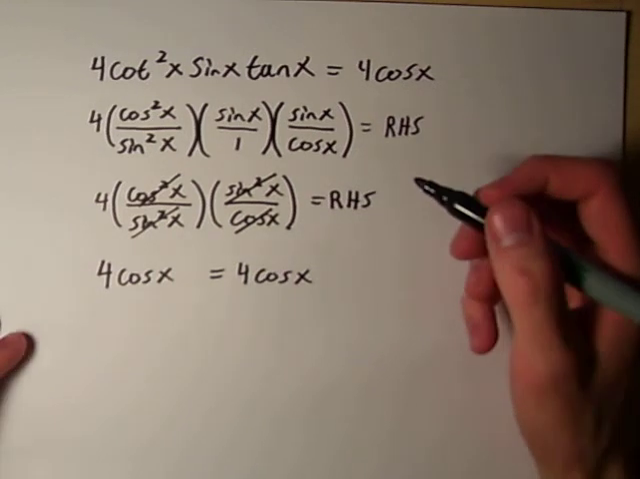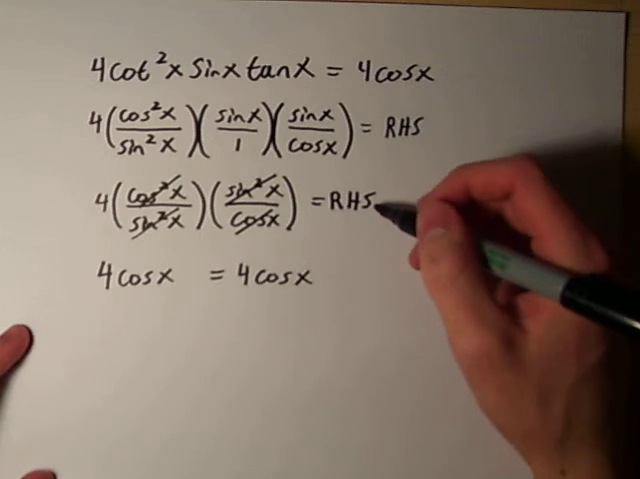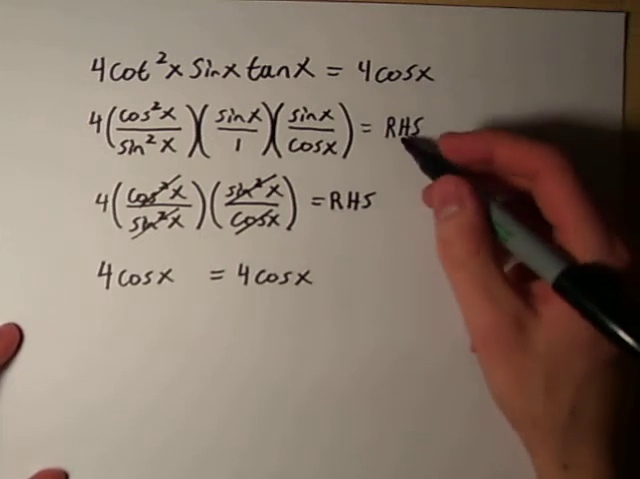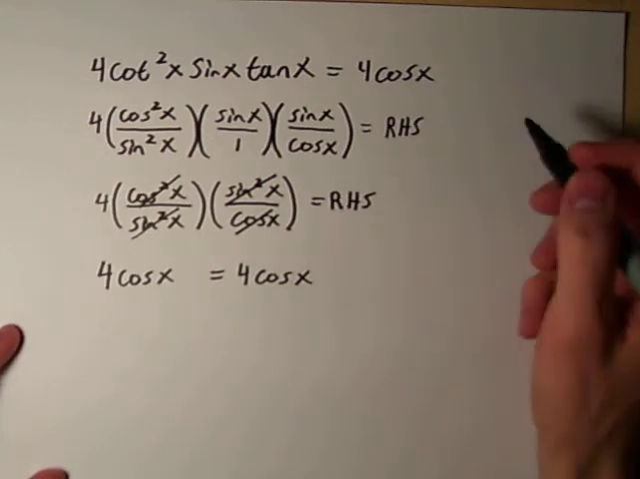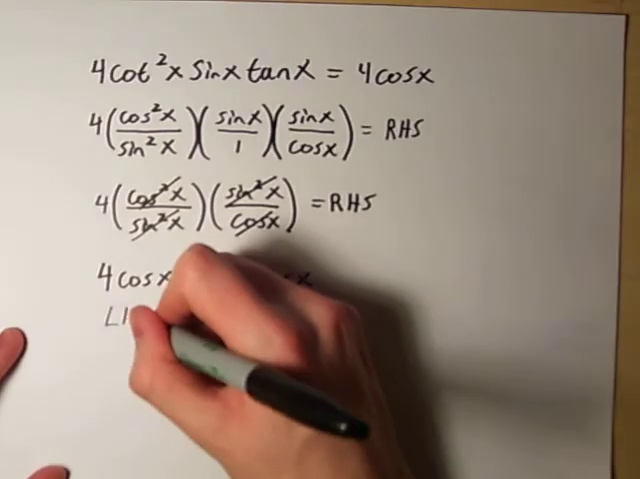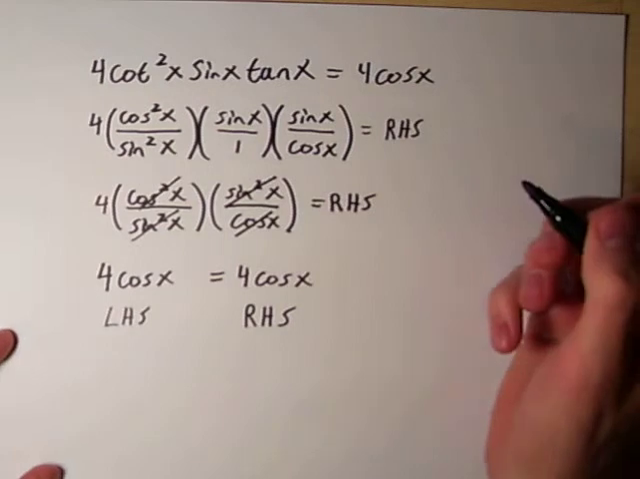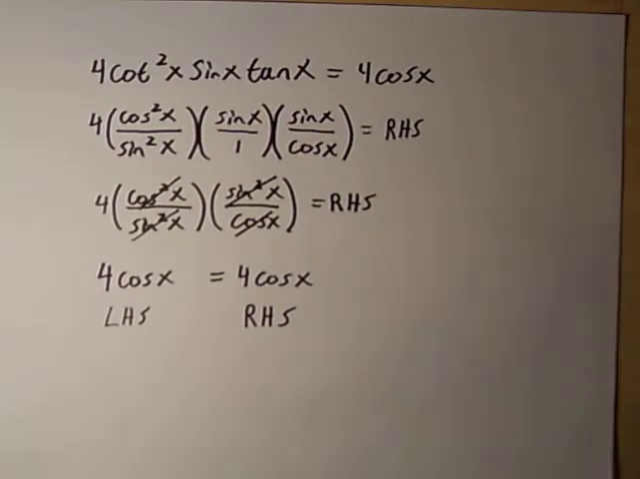Sometimes you'll see used for identities the notation RHS and LHS, and all that stands for is right hand side and left hand side. So which side of the equals sign you're on? This is LHS, this is RHS. And that's all that means.